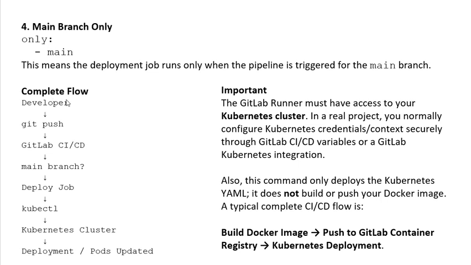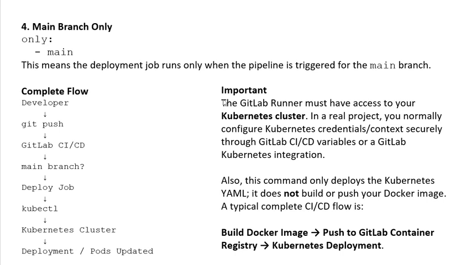The complete flow is: developer does git push, then GitLab CI/CD, then the main branch, then the deploy job, then kubectl, then the Kubernetes cluster, and last is the deployment and pod updates.